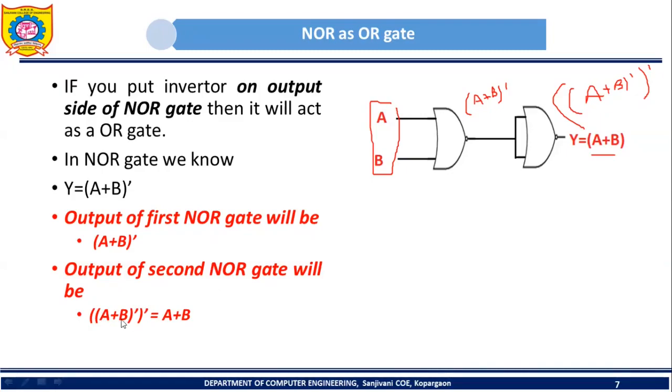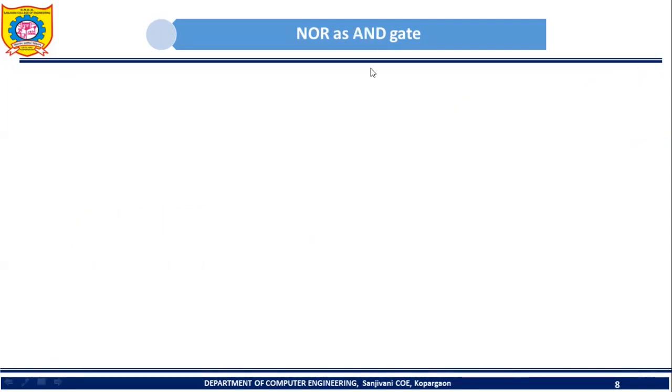And again we know what Boolean algebra says: A double complement is equal to A. So that's why we can say that this particular term is equivalent to A or B. So in this way, by using two NOR gates, we can perform OR operation. Now let's see how we can perform AND operation using NOR gate.